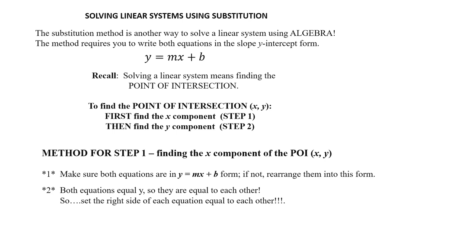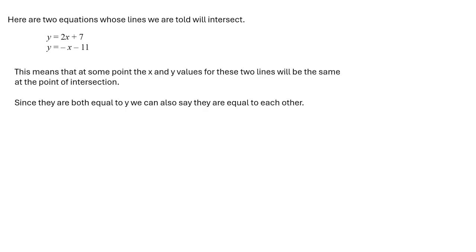What we're doing here is establishing that once everything is written in y equals mx plus b, we have two equations that equal y. If the two equations both equal y, then we can say they are equal to one another.